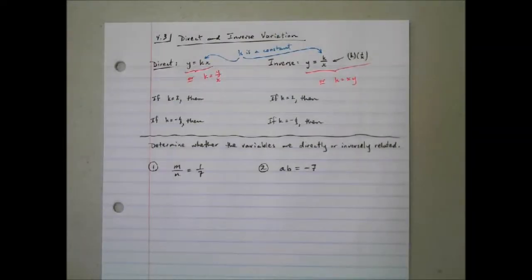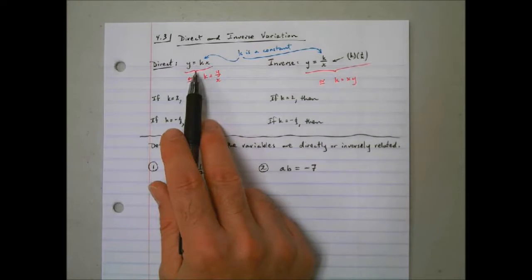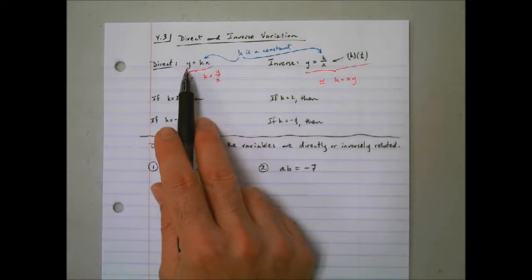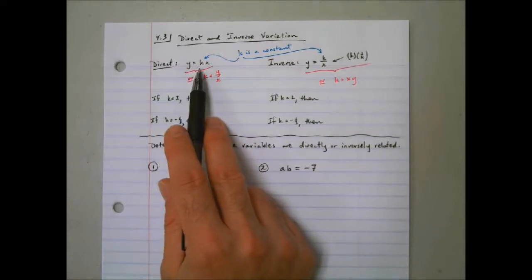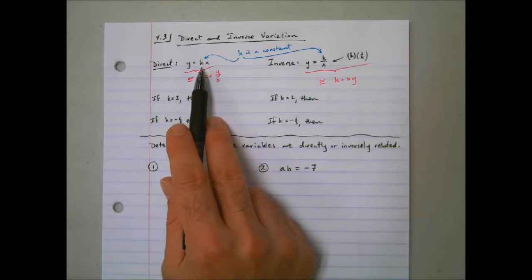Okay, direct and inverse variation. Mostly dealing with two variables, but there could be more than two variables involved in any particular equation. Two variables are directly related if you can get them in the form of y equals a constant of proportionality times x, so y equals kx.